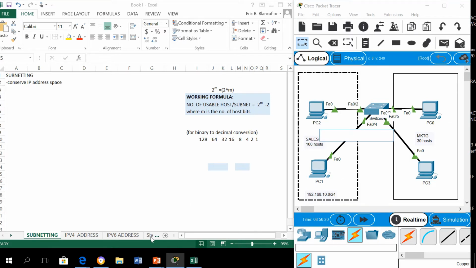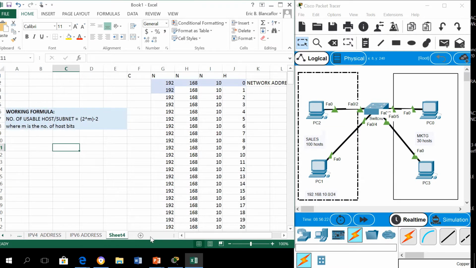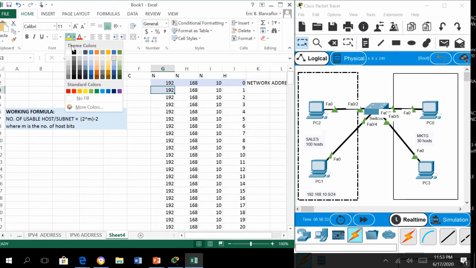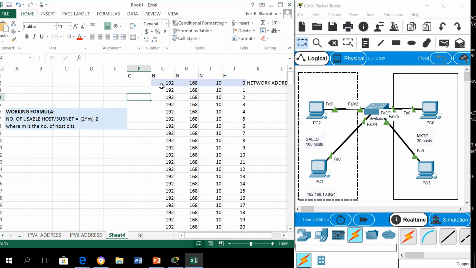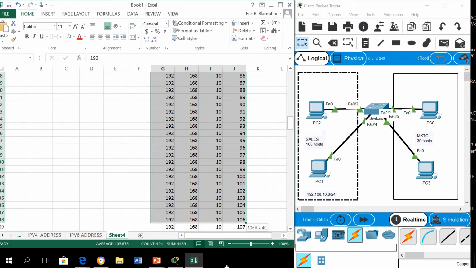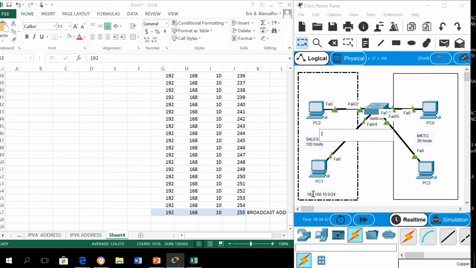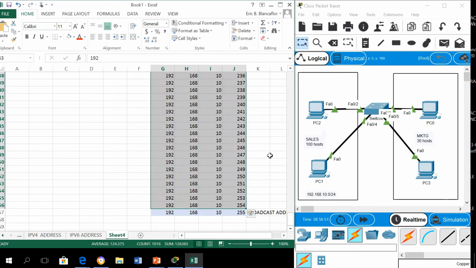So if I were to assign a network address for 100 hosts, the best is a class C, right? Take note, we discussed last time that in a class C there are 254 IP addresses. So let's say I assign this class C here, 192.168.10.0. There are 254 IP addresses, but I only need 100. So what happens to the 154? It will be left out.